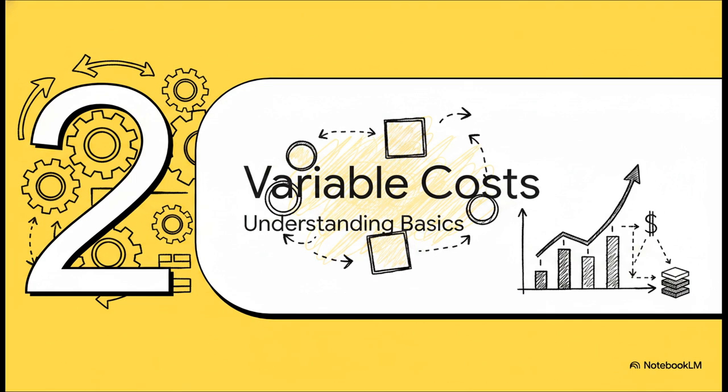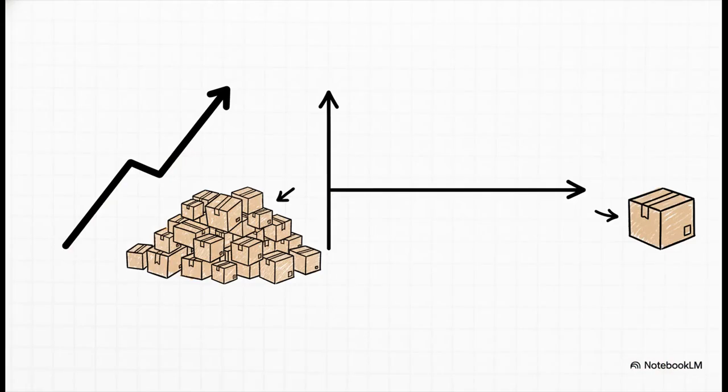So let's explore our first category, the shapeshifter of the accounting world, variable costs. Now, the crucial point here is the rule of constants. Variable costs increase in total as production grows, but they remain perfectly constant per unit. Think about it. If you produce 0 units, your total variable cost is 0. As soon as you start manufacturing, that total cost rises directly and proportionally with volume. But zoom in and look at it on a per unit basis, and that cost never flinches.